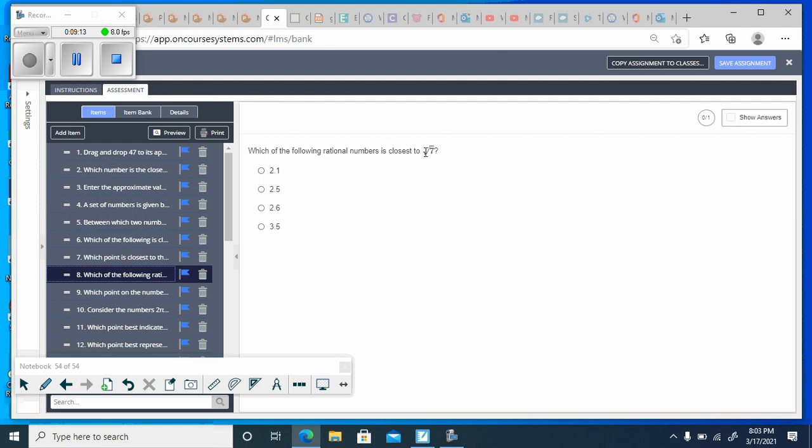Which of the following rational numbers is closest to the square root of 7? Okay, well, let's try the square root of 7. The square root of 7 would be between the square root of 9, which is 3, and the square root of 4, which is 2. So 2 point something. We knew that because almost every answer was 2. Well, it could have been the 3.